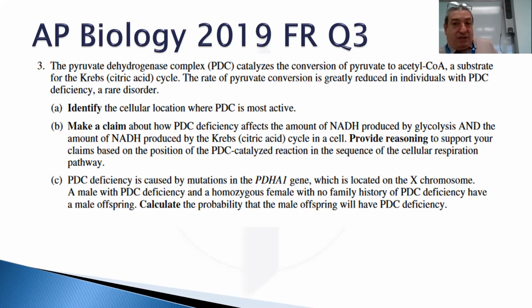And then C, PDC deficiency is caused by mutations in the PDHA1 gene, which is located on the X chromosome. A male with PDC deficiency and a homozygous female with no family history of PDC deficiency have a male offspring. You want to calculate the probability that the male offspring will have PDC deficiency. Each bold-faced word, identify, make a claim, provide reasoning, calculate, is worth a point. And that's how you get the value of this question to be worth 4 points.